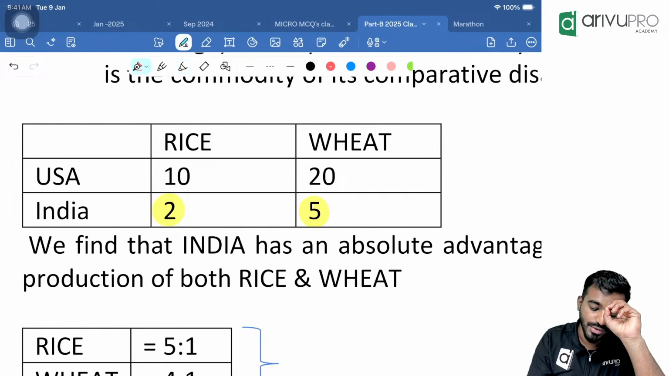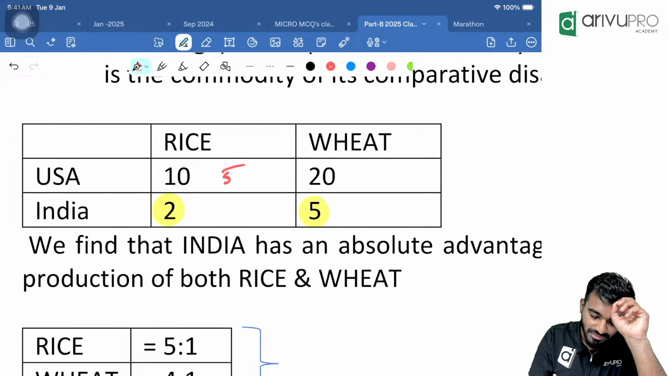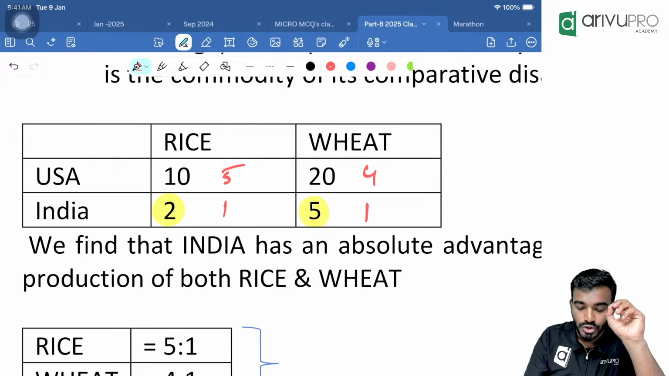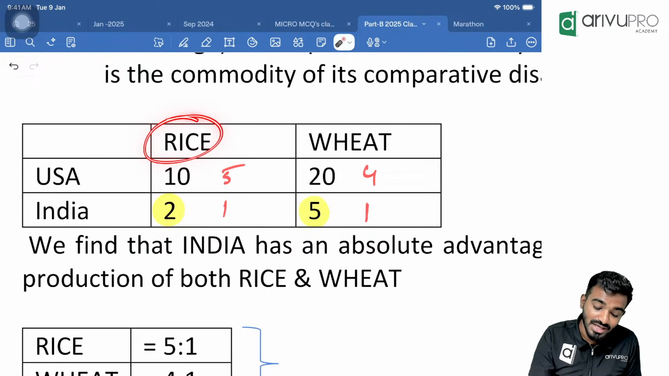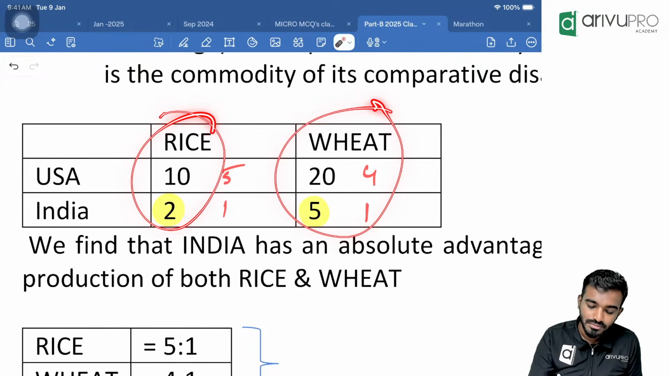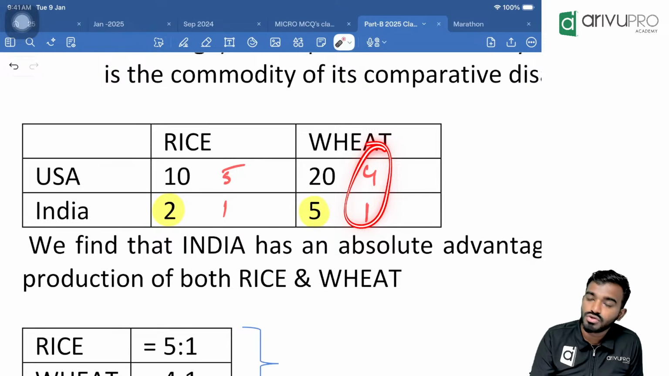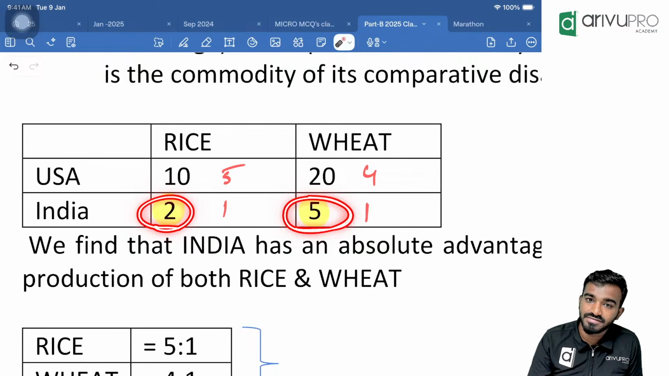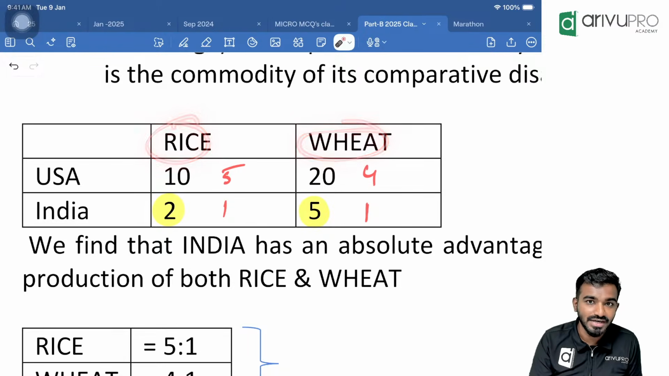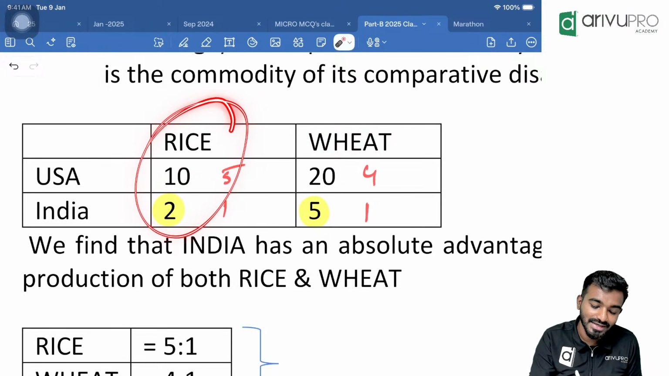We should take out a ratio here. If I take out the ratio, can I say this is 5:1? This is 4:1. No doubt India has an advantage in both productivities. India has a greater advantage in rice, also an advantage, a lesser advantage, in wheat. Comparing between rice and wheat, the ratio is higher in rice, lower in wheat. So India has a comparative advantage with rice. See, that means I have advantage with both. India has an advantage in rice productivity as well as wheat productivity. In both they have an advantage. More advantage in rice, less advantage in wheat. That is what I call comparative advantage.